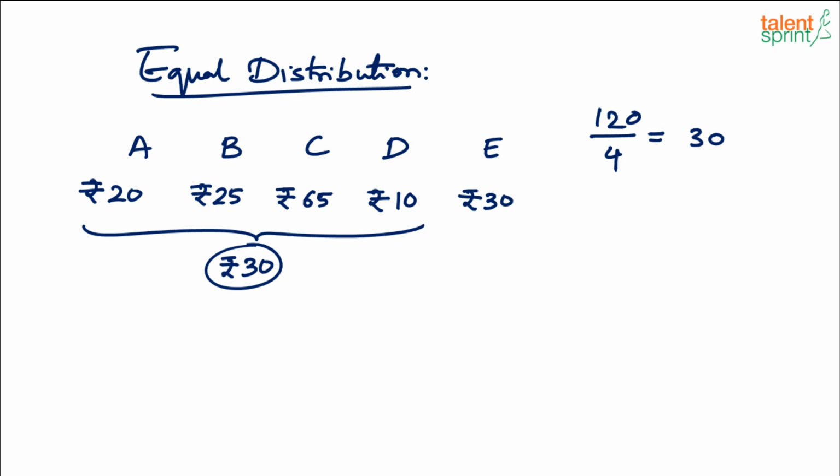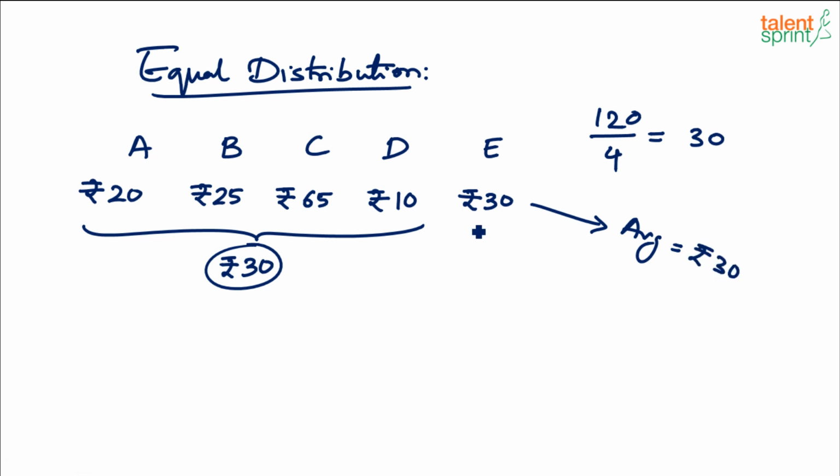Will the average change? No, because average, like you all know, is equal distribution. E has already got the same value which the group has got. So will the average get affected? No. The average would remain 30 itself. The average will not change.